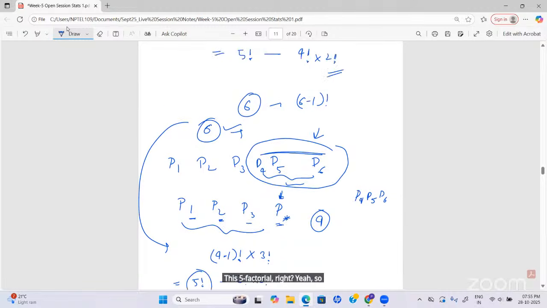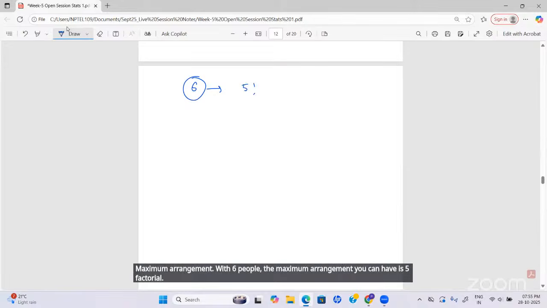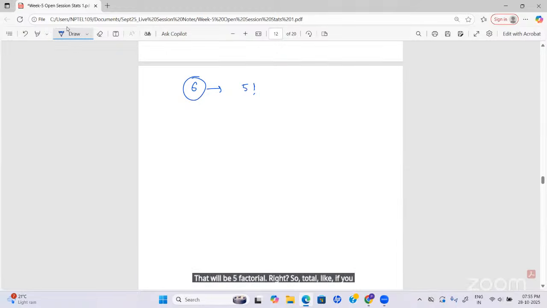Yeah, so 5 factorial. If you have 6 people in total and you want to arrange them in a circular fashion, how will you do that? The maximum arrangement with 6 people is 5 factorial ways, if there is no condition that these two persons should always be together or never be together. So in total we have 5 factorial ways.